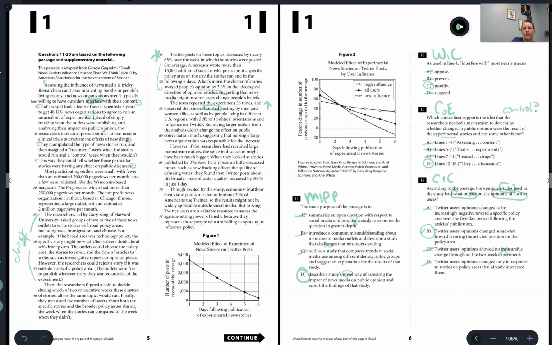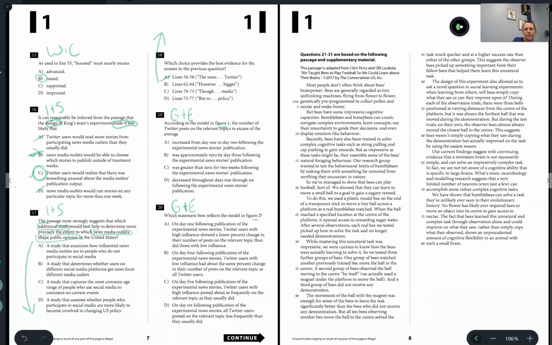62 through 64. However, if the researchers had recruited large mainstream outlets, the spike in discussions might have been much bigger. Okay, so we could study that to see if that was true, but that doesn't really take note of the extent to which the news media outlets shape public opinion. All right, so we can get rid of that one.